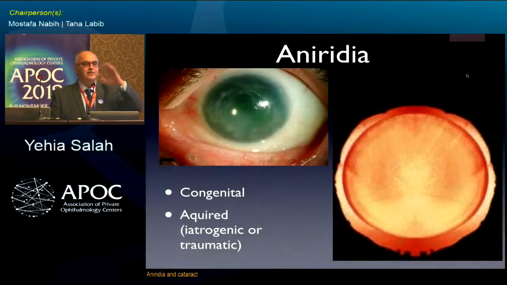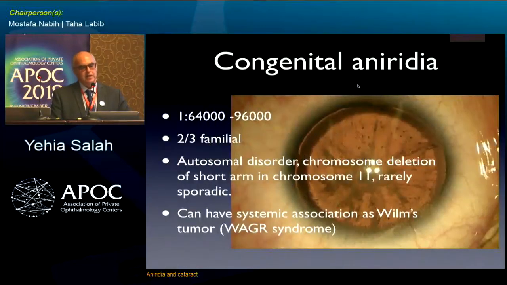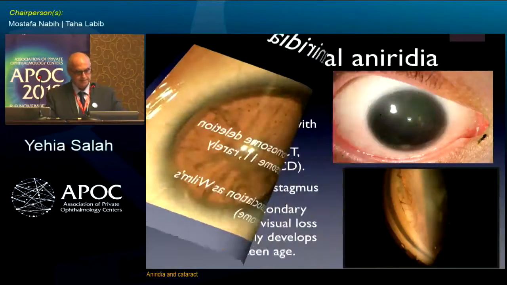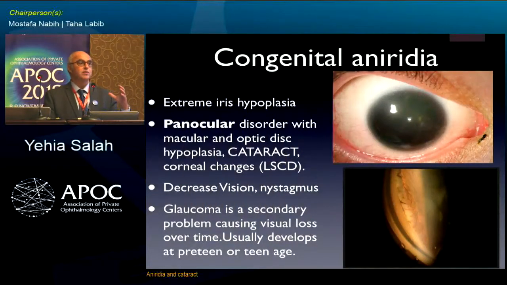The definition of aniridia is absence of iris, but actually aniridia is a misnomer. There is always a rudimentary iris at the angle. So it's a misnomer, but it can be congenital or acquired, iatrogenic during surgery or after trauma. Congenital aniridia is rare, usually familial autosomal, and can be associated with systemic problems. Most dangerously is having Wilms tumor. That's why you should screen this patient systemically. This is the only life-threatening problem with these patients.